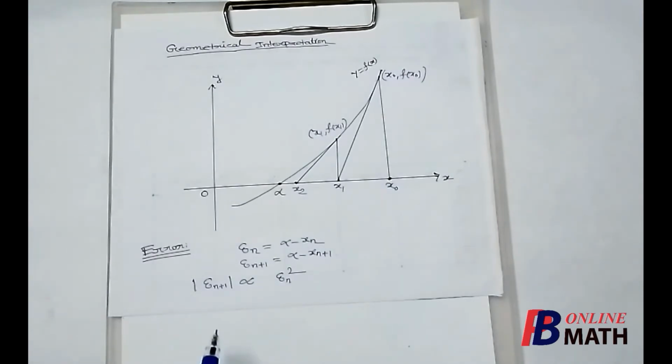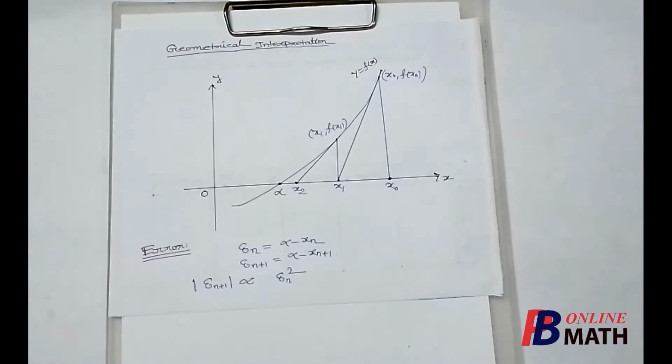Because if we find that at some stage error is proportional to 0.1, then in the next step the error will be proportional to 0.1 square, that is 0.01. Now in the next step the error will be the square of the error of the previous step, that is it will be proportional to 0.01 square. That is in the next step the error will be proportional to 0.0001. That's why the Newton-Raphson method converges so rapidly.